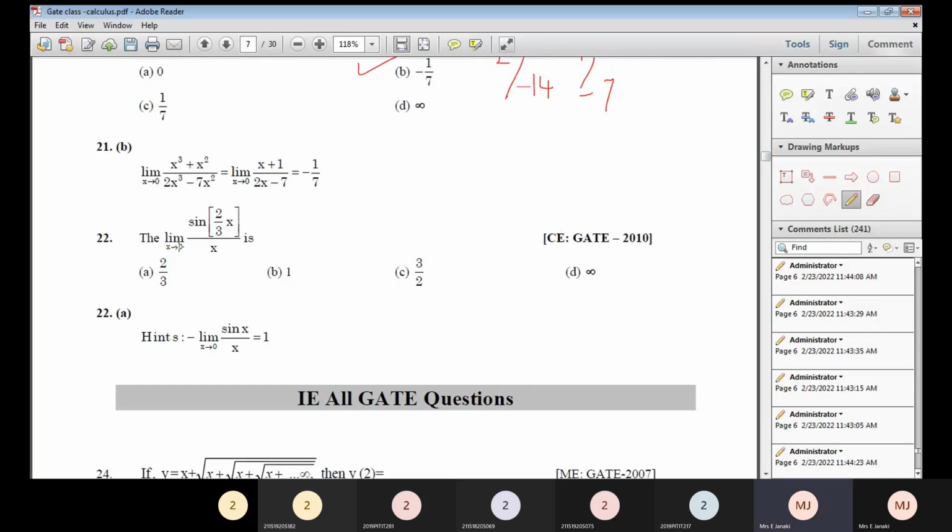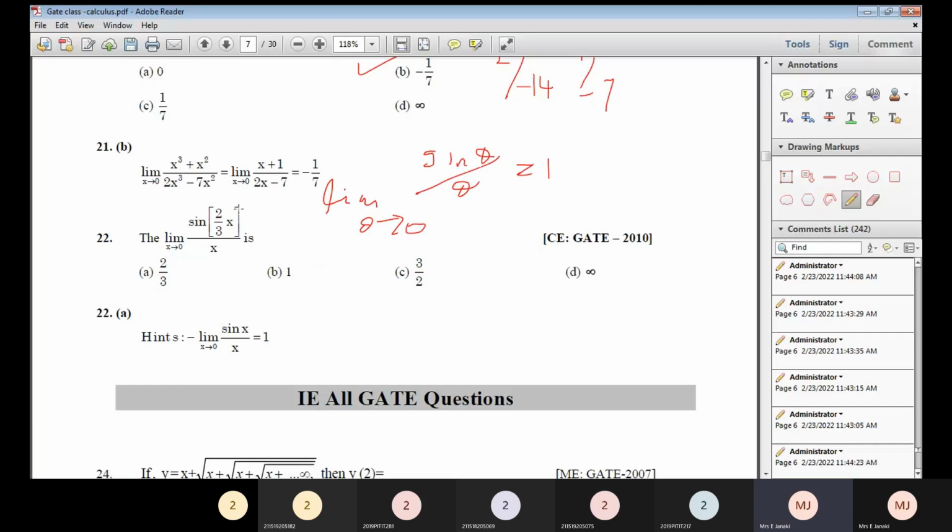Limit x tends to 0, sine of (2 by 3 into x) by x. So clearly, you know, the limit theta tends to 0, sine theta by theta equal to 1, right? Limit theta tends to 0, sine theta by theta equal to 1.